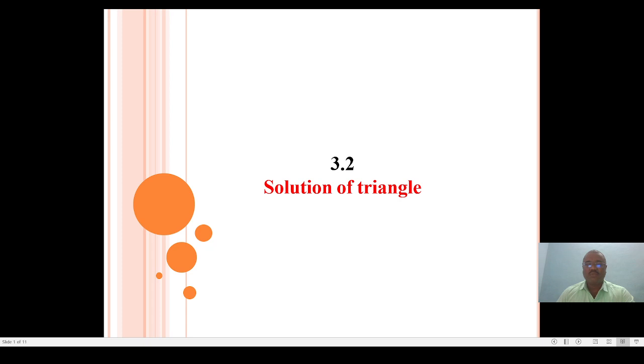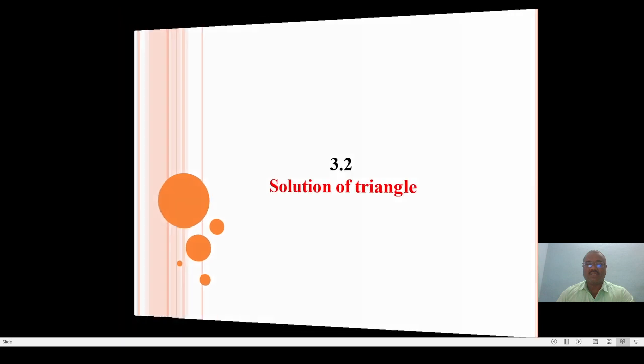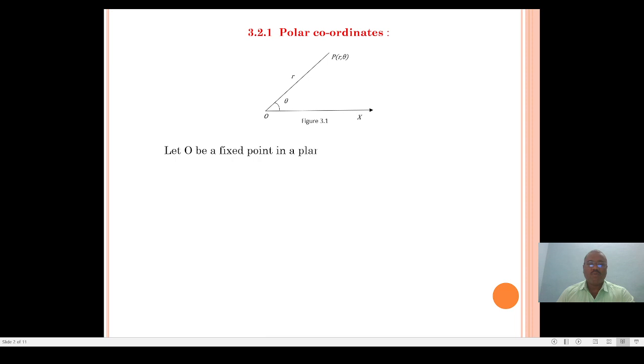Today's topic is solution of triangle. In this topic we discuss polar coordinates. See the figure. Let O be a fixed point in a plane. Let OX be a fixed ray in the plane, and O is called the pole and ray OX is called the polar axis.